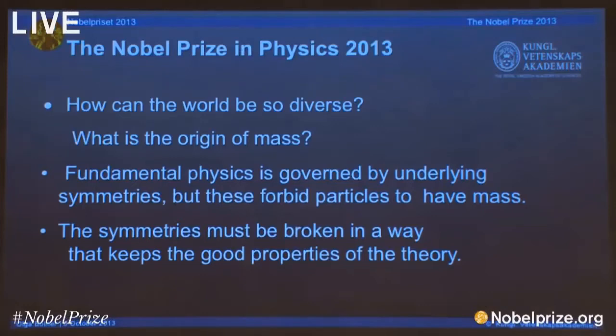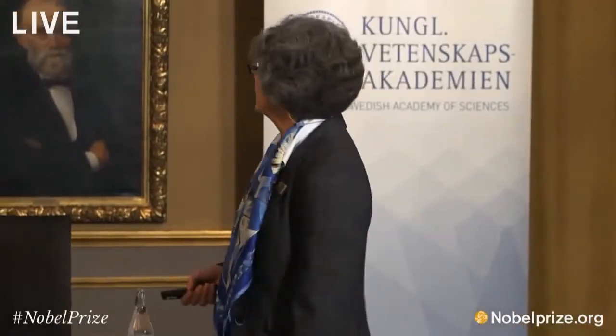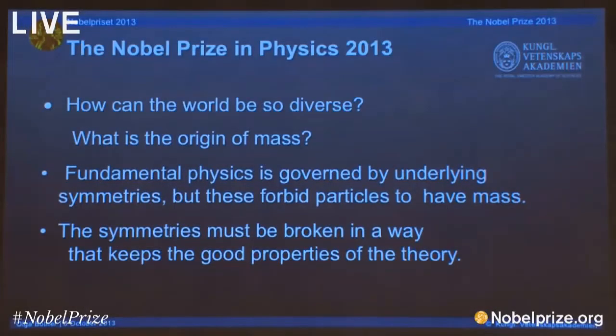So how can the world be so diverse? What is the origin of mass? Now the problem is that to make the standard model work, we need theories which are basically symmetrical. But these symmetries forbid particles to have mass. If you try to put in mass by hand, the theories will collapse, and the standard model no longer works. So somehow the symmetries must be broken in such a way that keeps the good properties of the theory.